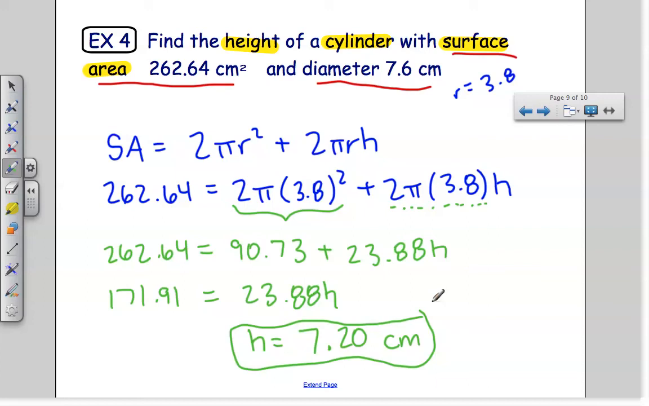Today you're finding the surface area of prisms and cylinders. If it's a prism, you just take the areas of the two bases, whatever formula you need, plus the area of the lateral faces. Those are going to be rectangles. For a cylinder, you take 2 pi r squared for the two circles plus 2 pi r h for the lateral area.